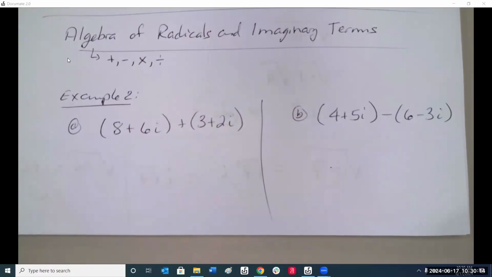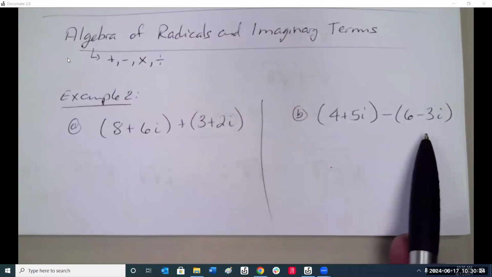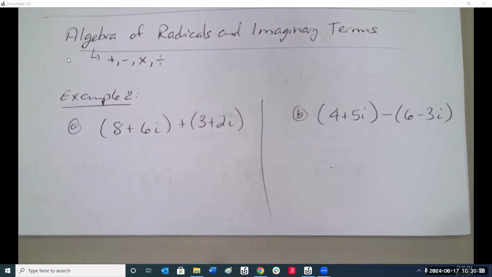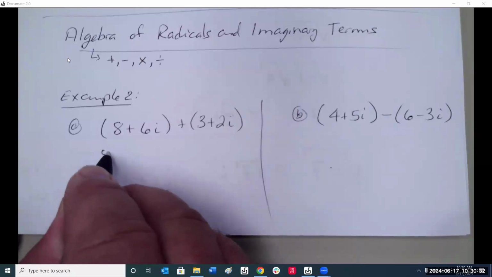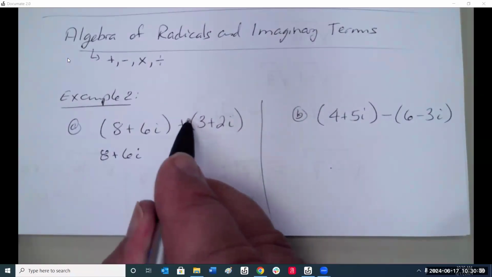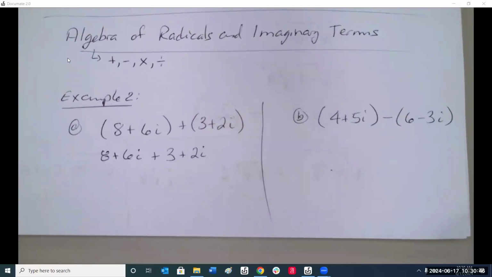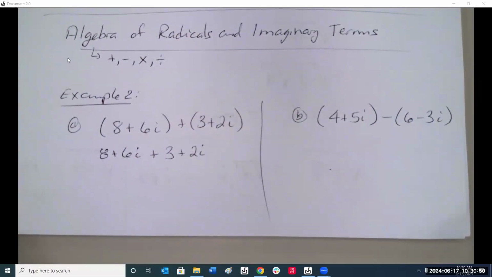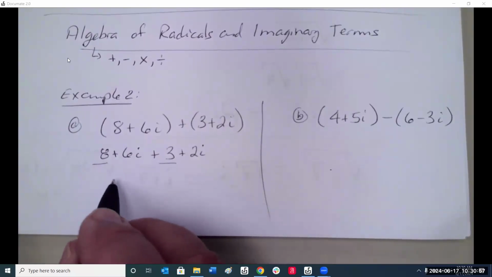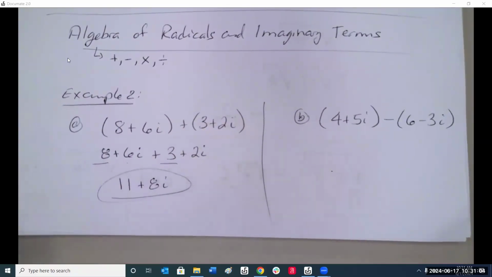Adding and subtracting follow those same rules we have always used. Especially when you have parentheses. Can we do anything inside the parentheses? No, they're not like terms. So we have to get rid of the parentheses. We can get rid of the first one because it doesn't have a coefficient. And since the other one has a positive and no coefficient, we can just drop the second one. Combine like terms. 8 plus 3 is 11. 6 plus 2 is 8i. So it's 11 plus 8i.